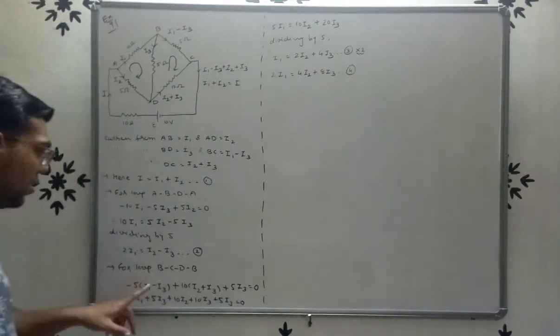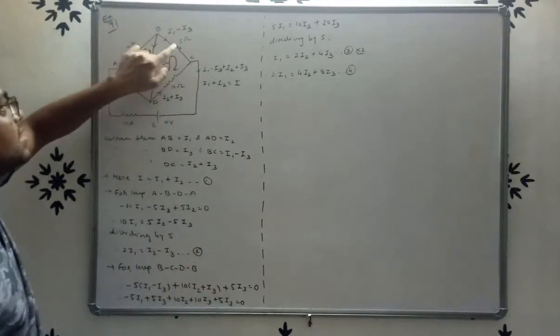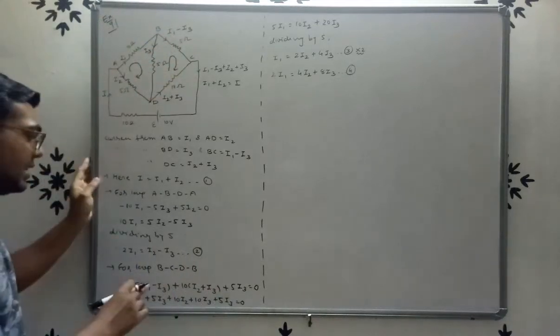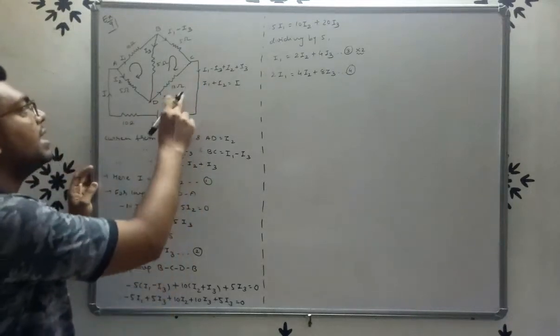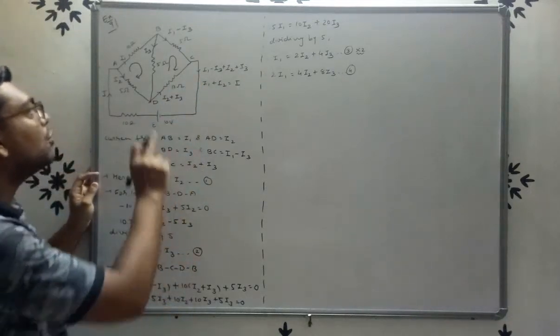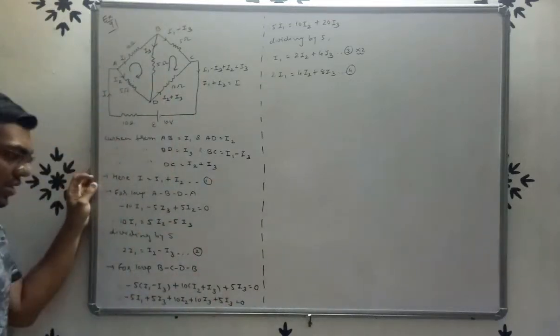Again for loop B, C, D, B. B to C current will be in the same direction, so minus 5 I1 minus I3. Then C to D current is in the opposite direction, so plus 10 I2 plus I3. Then D to B current is in the opposite direction, so plus 5 I3 is equal to 0.